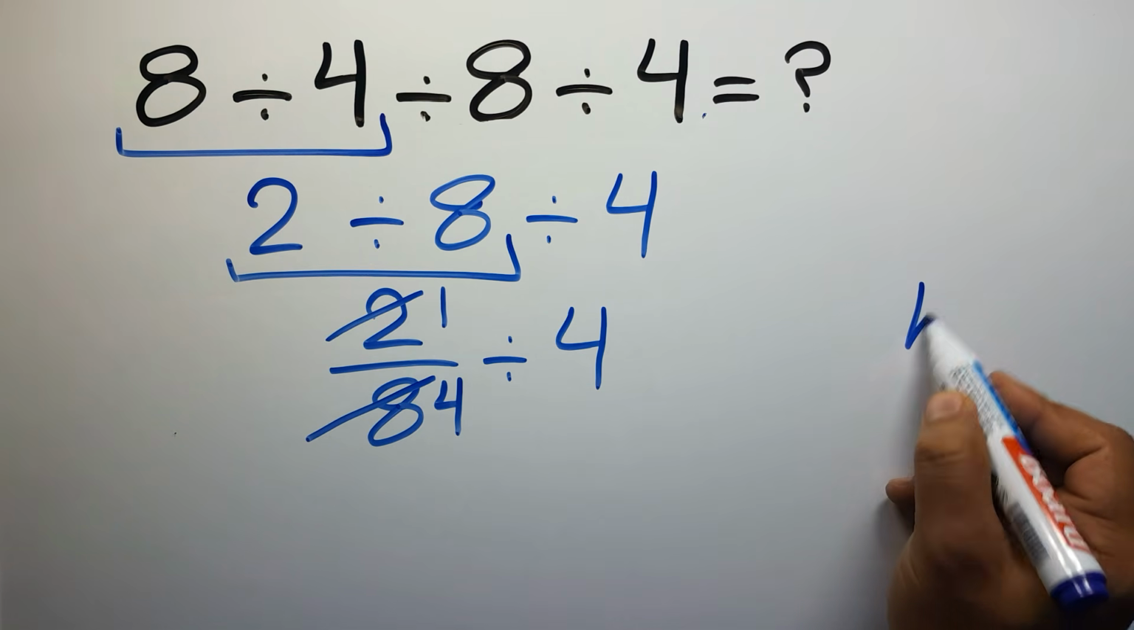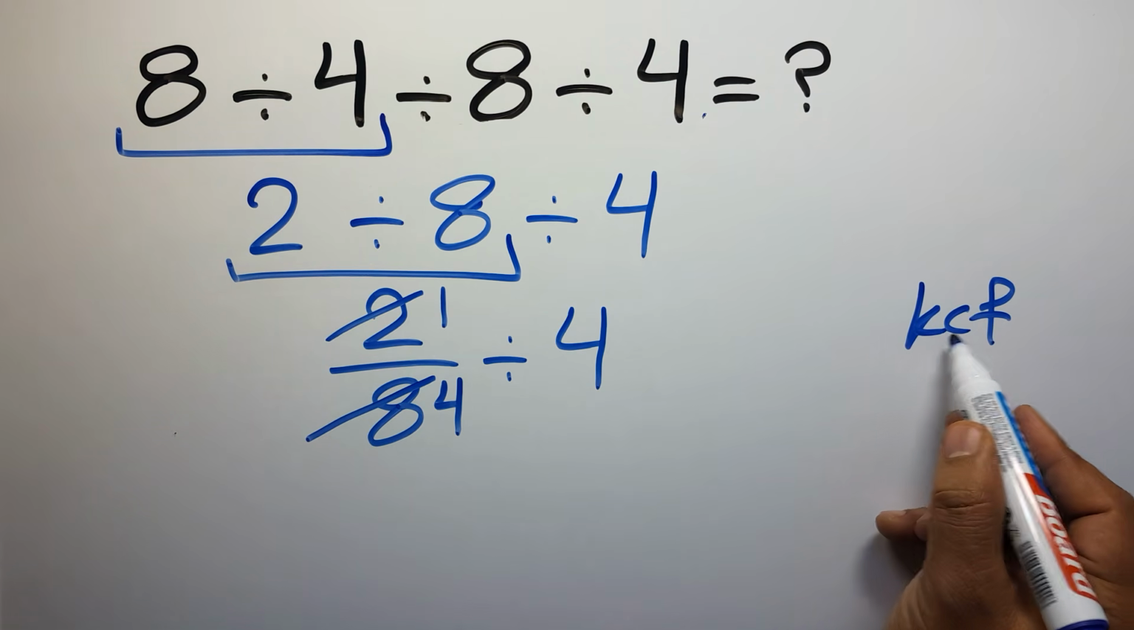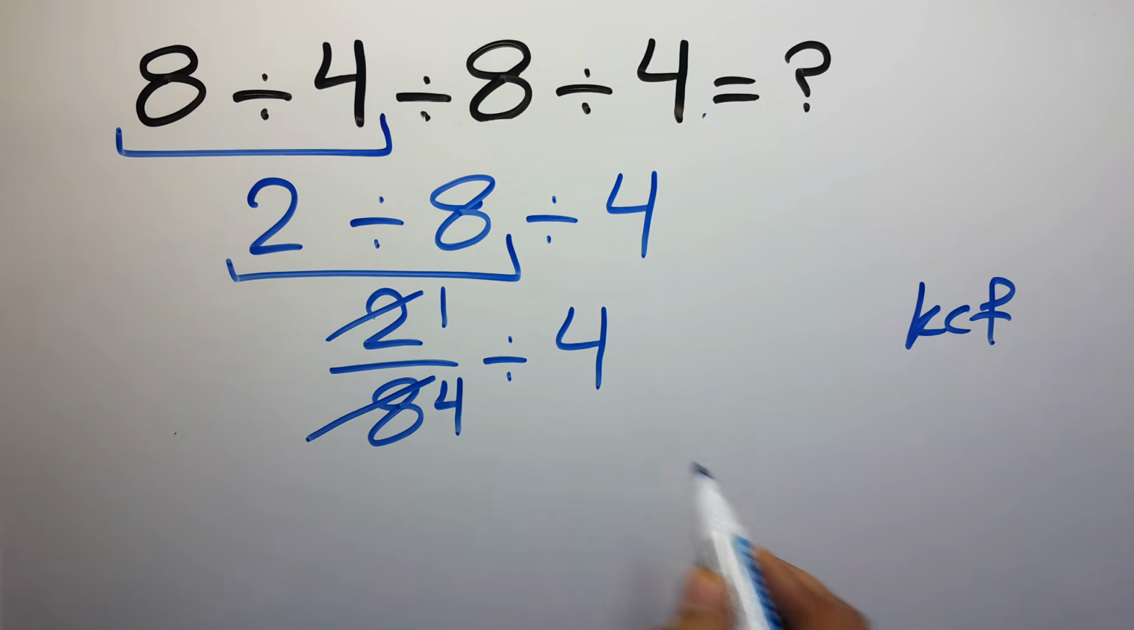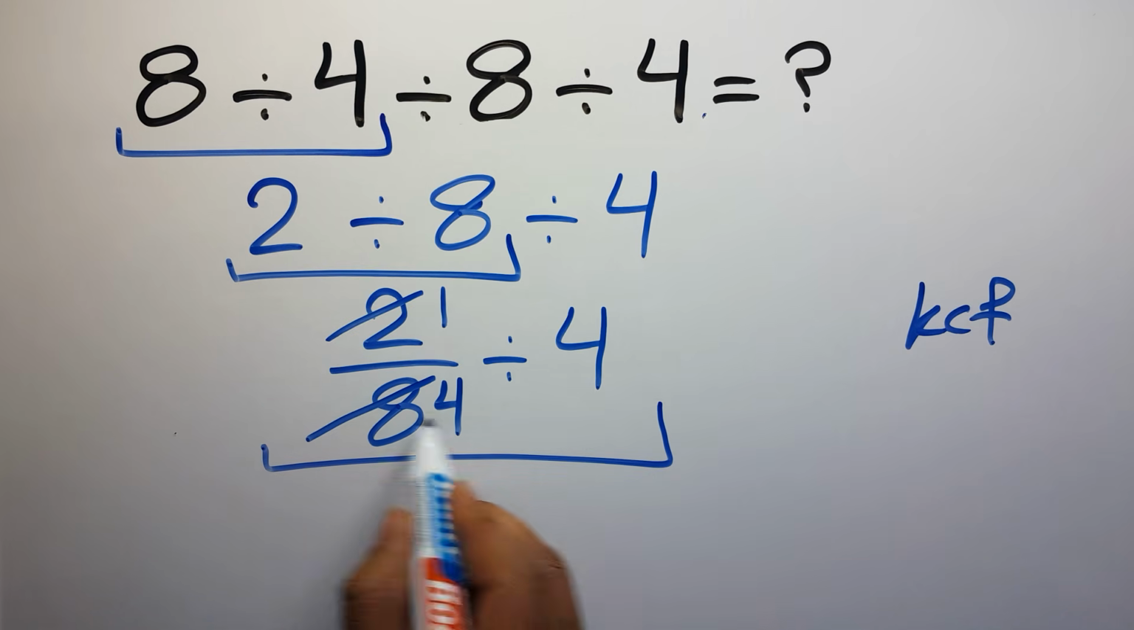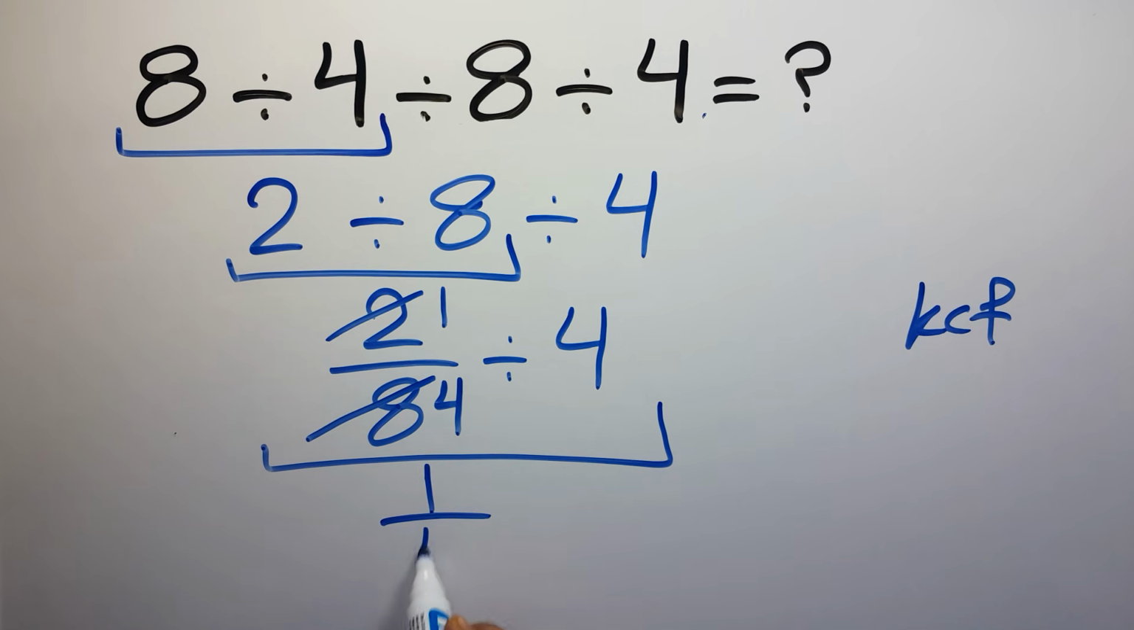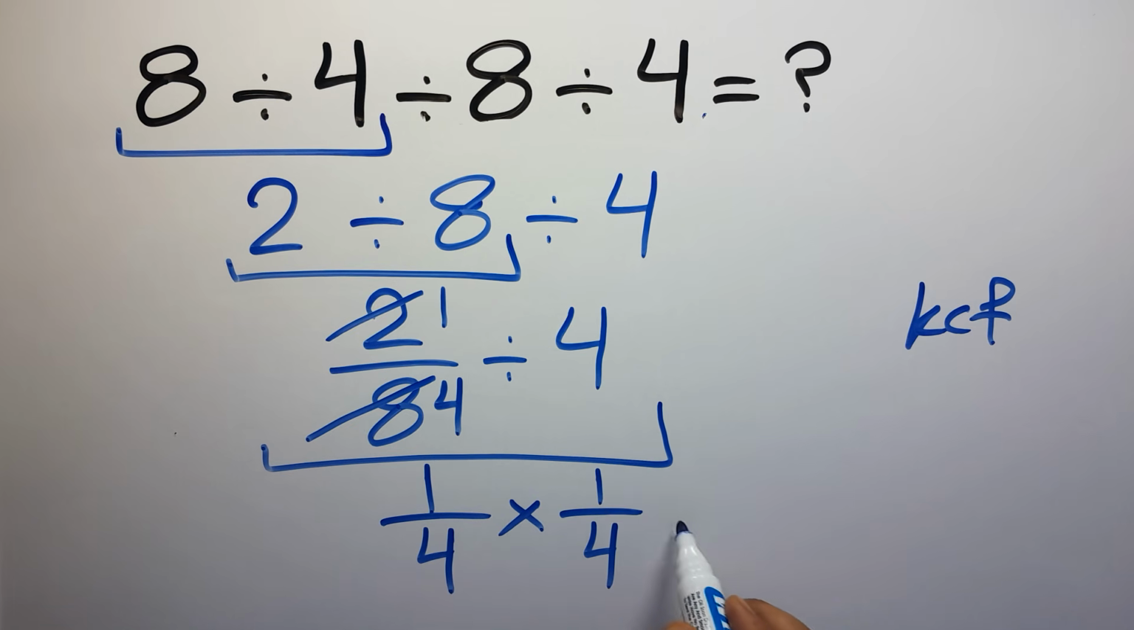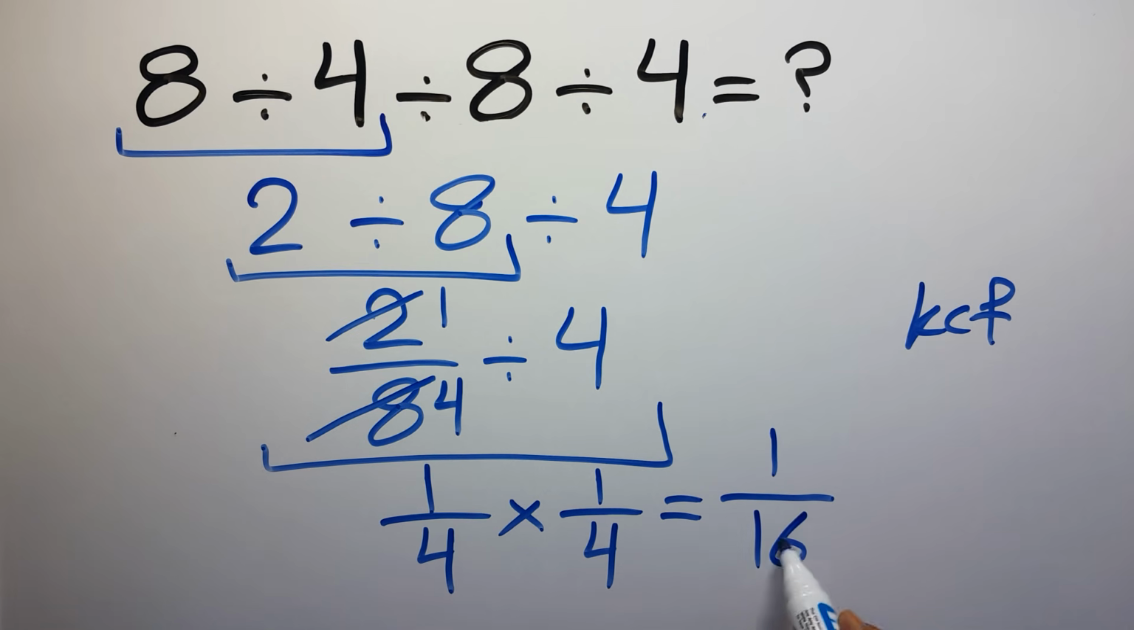According to the KCF rule, K stands for keep, C stands for change, and F stands for flip. We can write: keep the first fraction, change division to multiplication, and flip the second fraction. So 1 over 4 times 1 over 4, which equals 1 over 4 times 4, which gives us 16. So 1 over 16. And this is our final answer to this problem.